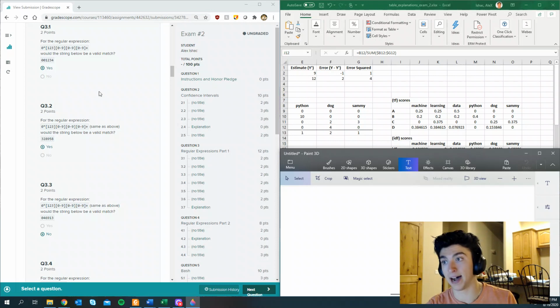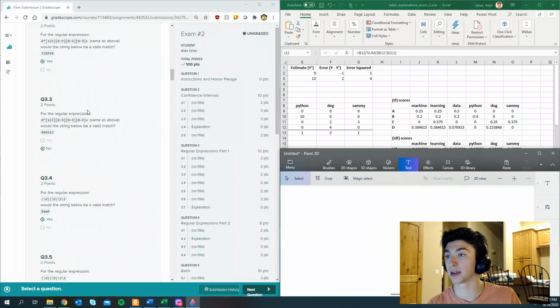3.3 is asking for the regular expression, also the same as above, on 3.2 and 3.1. Would the string below be a valid match? And the answer is no. The answer is no, because of the 4 immediately after the 0, the string doesn't pass the match for a character in the range of 1, 2, 3. So it is because of this 0 here, the 4, which is out of the range of those specified in 1, 2, 3, that it actually fails.